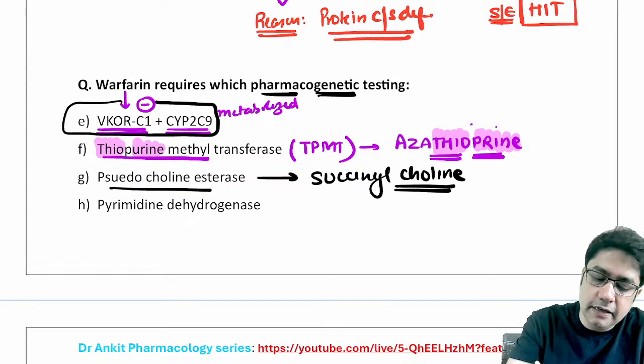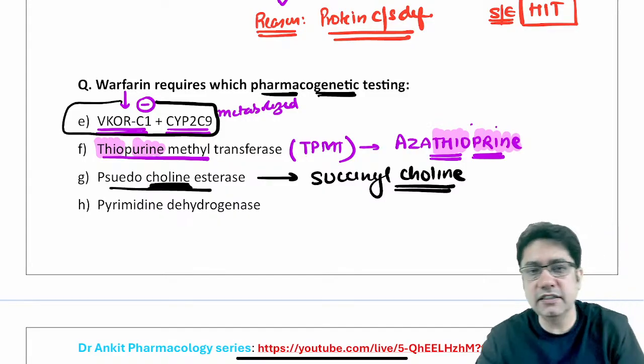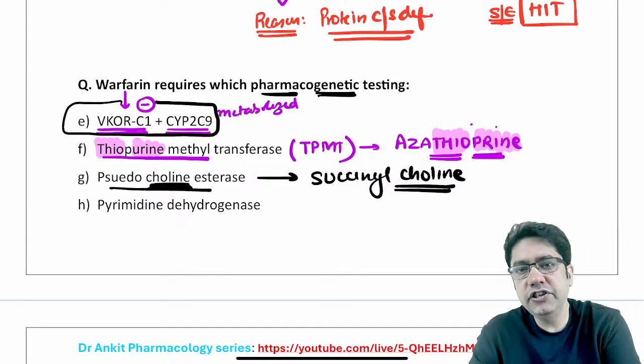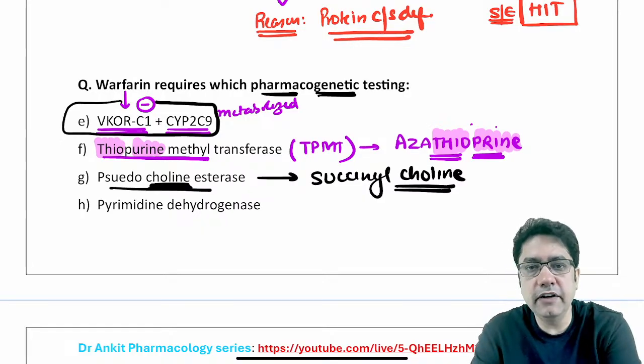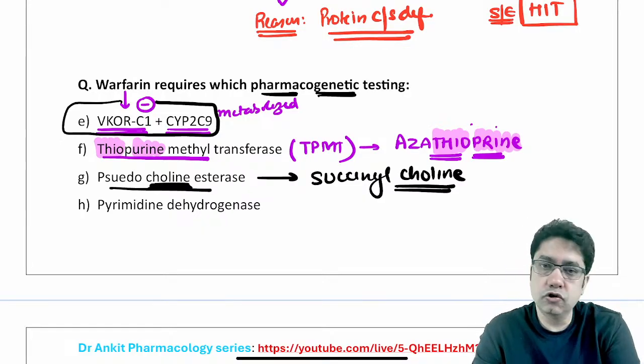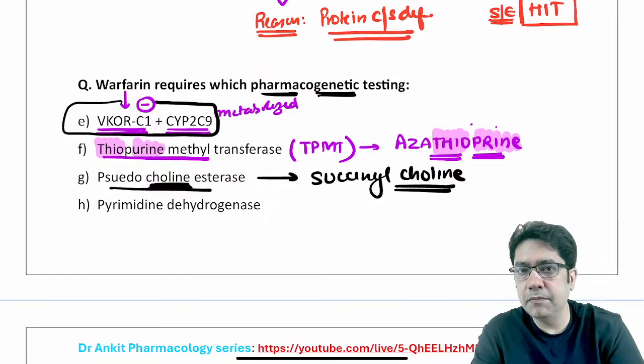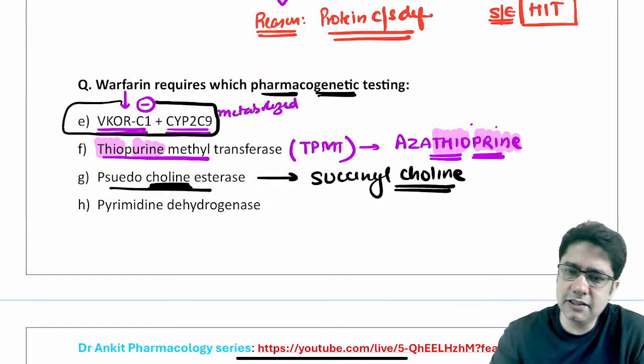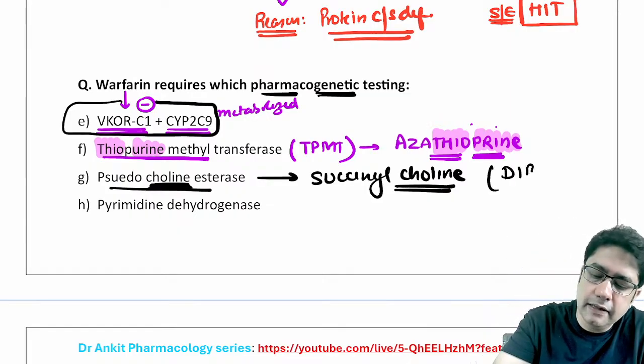Succinylcholine is degraded by which choline enzyme? Pseudocholinesterase. Some people are deficient or they have a mutant variety of this enzyme. So do pharmacogenetic testing before giving succinylcholine. This test is known as Dibucaine number.